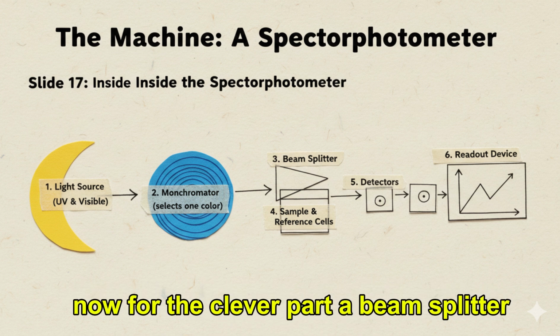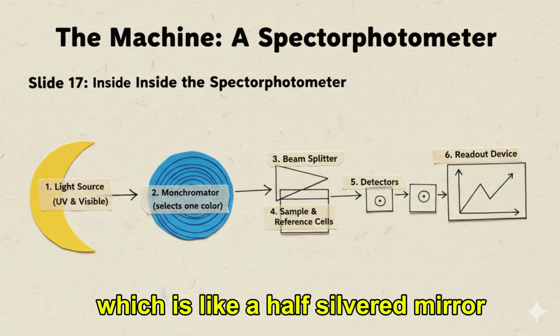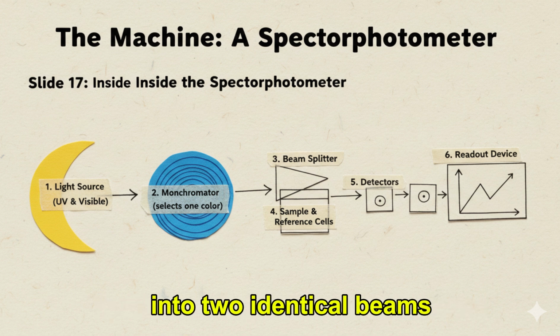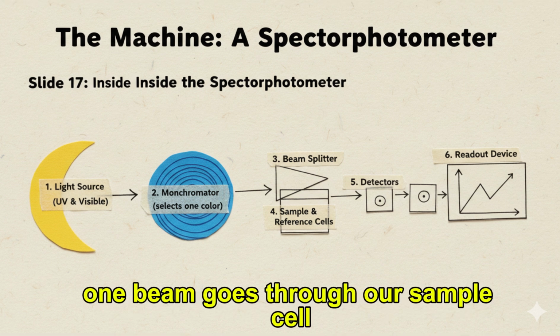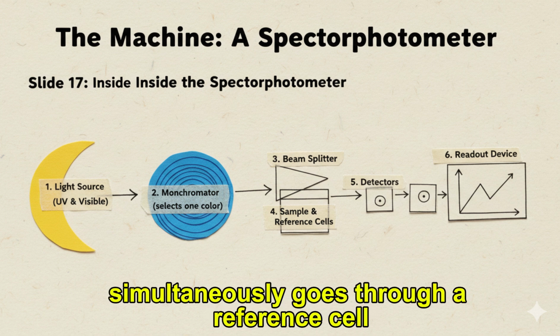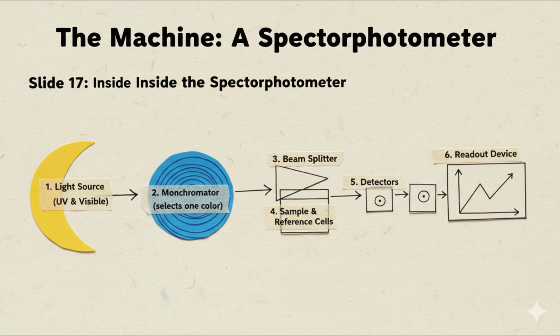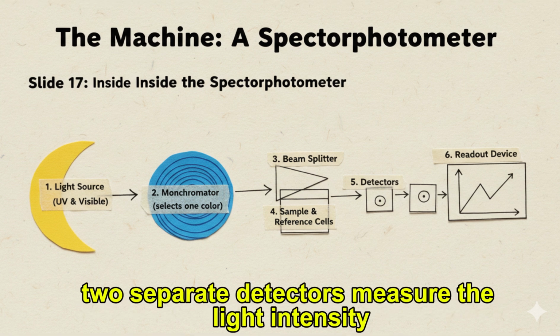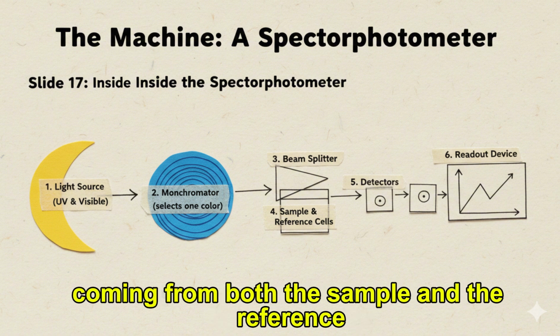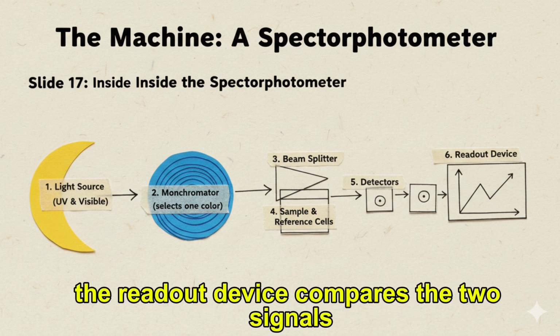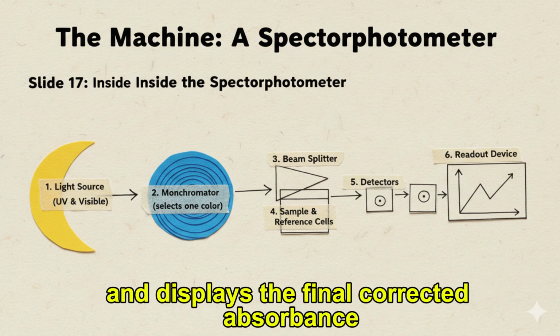Now for the clever part. A beam splitter, which is like a half-silvered mirror, splits the single wavelength beam into two identical beams. One beam goes through our sample cell. The other beam simultaneously goes through a reference cell, which contains only the pure solvent without our substance. Two separate detectors measure the light intensity coming from both the sample and the reference at the same time. Finally, the readout device compares the two signals and displays the final, corrected absorbance.